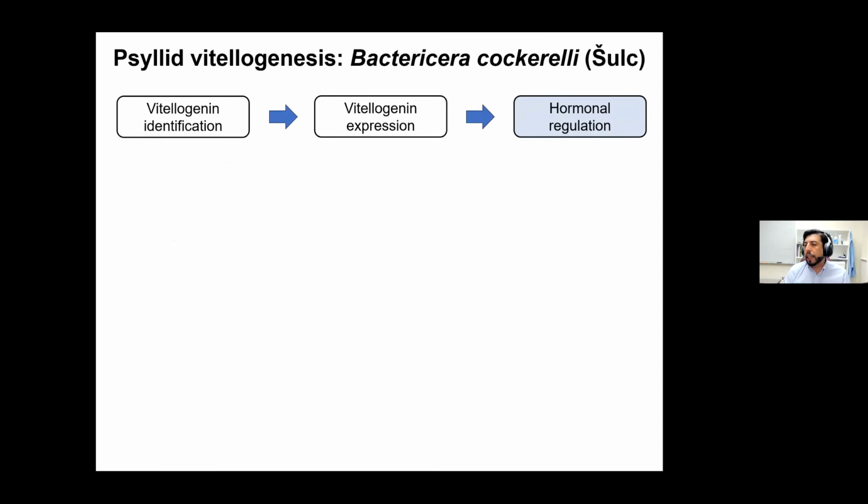In insects, the regulation of reproduction is mostly by two hormones: juvenile hormone and the ecdysones. There are several forms of juvenile hormone, 1, 2, 3, and the active form of ecdysone is 20-hydroxyecdysone. But in hemipterans, juvenile hormone is the one that regulates the biological process.